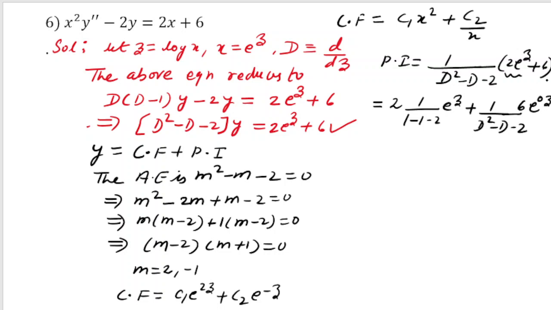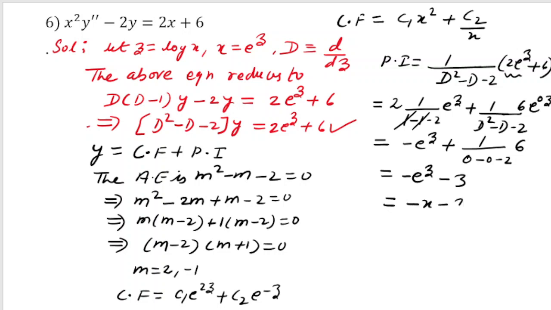This is a standard practice: if we can write this expression as e to the power 0z, we can apply the results easily. So here this 1 and minus 1 cancel, this is minus 2 and 2, so I will get minus e to the power z. And here if I write D is equal to 0, I will get 0 minus 2, e to the power 0z is 1, so I will get just 6 by minus 2. So I got minus e to the power z, and this will be like minus 3. So minus x and minus 3. So what is the general solution? y is equal to c1 x squared plus c2 by x minus x minus 3.